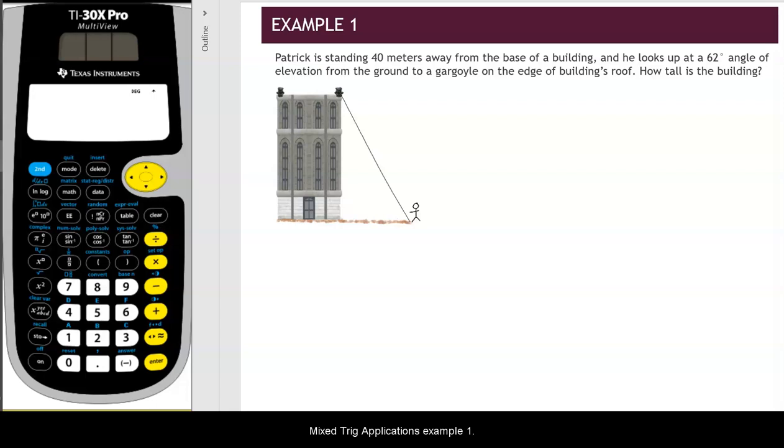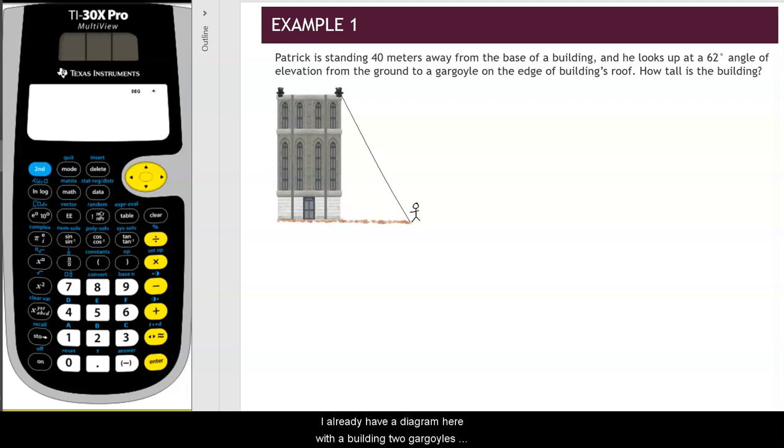Mixed trig applications example 1. Patrick is standing 40 meters away from the base of a building and he looks up at a 60-degree angle of elevation from the ground to a gargoyle on the edge of the building's roof. How tall is the building?